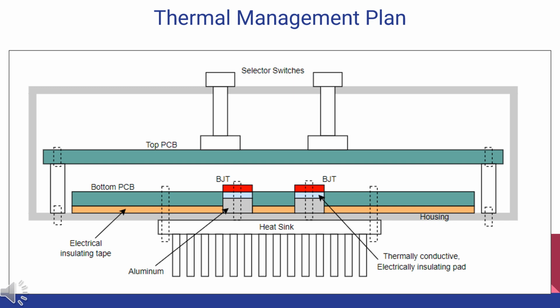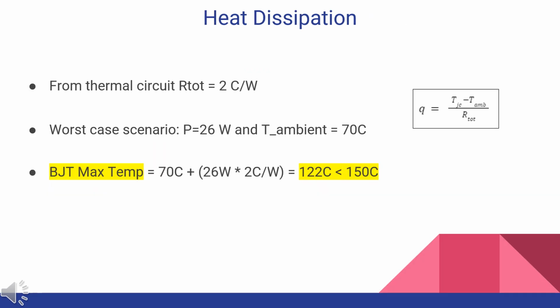As seen in the schematic, heat will move from the BJTs to a thermal pad, then to a piece of aluminum connected to the housing, which is also made of aluminum, and finally to the heatsink, which will dissipate the heat to the surrounding air. Using mostly aluminum makes the conduction path particularly effective in lowering the thermal resistance, which was calculated to be about 2 degrees Celsius per watt.